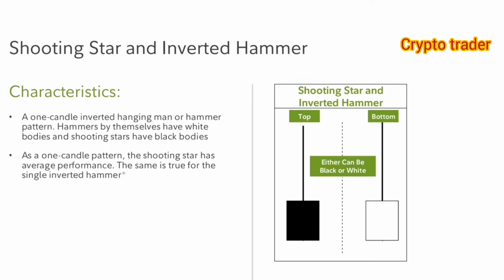Shooting star and inverted hammer. Characteristics: a one-candle inverted hanging man or hammer pattern. Hammers by themselves have white bodies and shooting stars have black bodies. As a one-candle pattern, the shooting star has average performance. The same is true for the single inverted hammer.